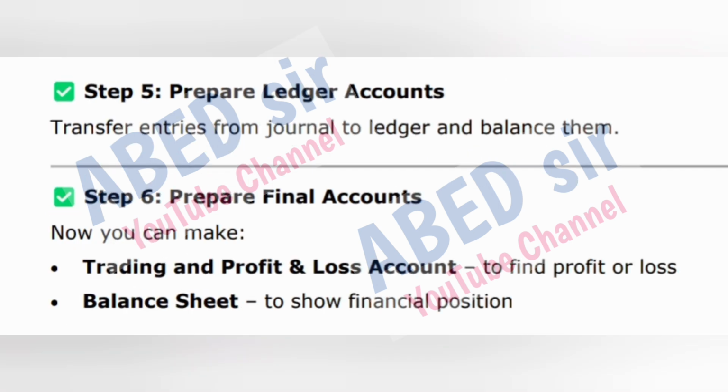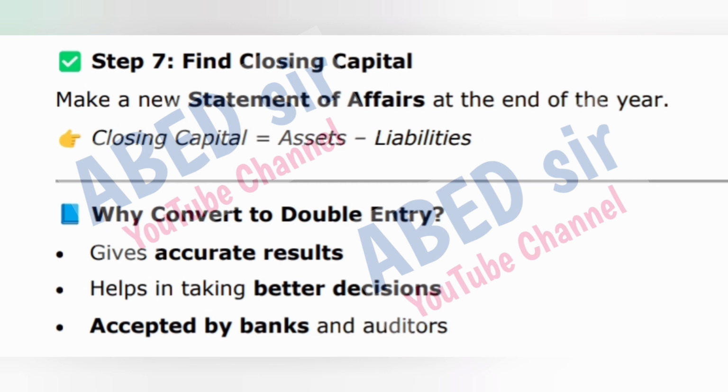Step 5. Prepare ledger accounts. Transfer entries from journal to ledger and balance them. Step 6. Prepare final accounts. Now you can make trading and profit and loss account to find profit or loss, and balance sheet to show financial position. Step 7. Find closing capital. Make a new statement of affairs at the end of the year. Closing capital is equal to assets minus liabilities.